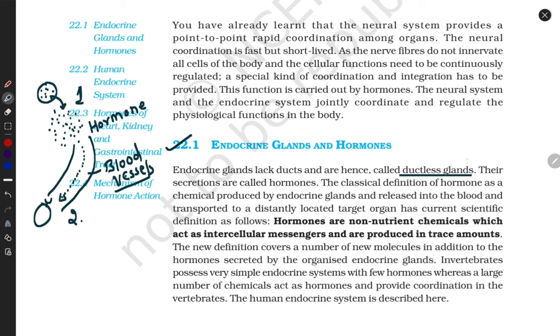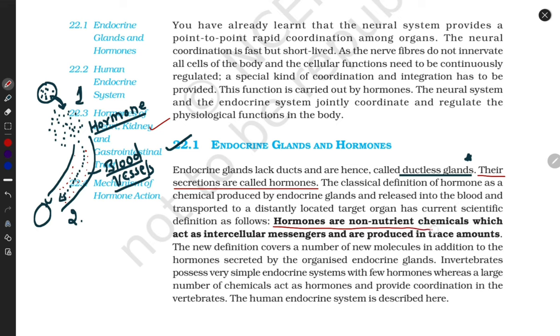Alright guys, this term is clear. What is ductless? This gland produces its hormone and secretes it into blood vessels, and the blood supplies this hormone all over the body. Next, their secretions are called hormones. Now, what is a hormone?